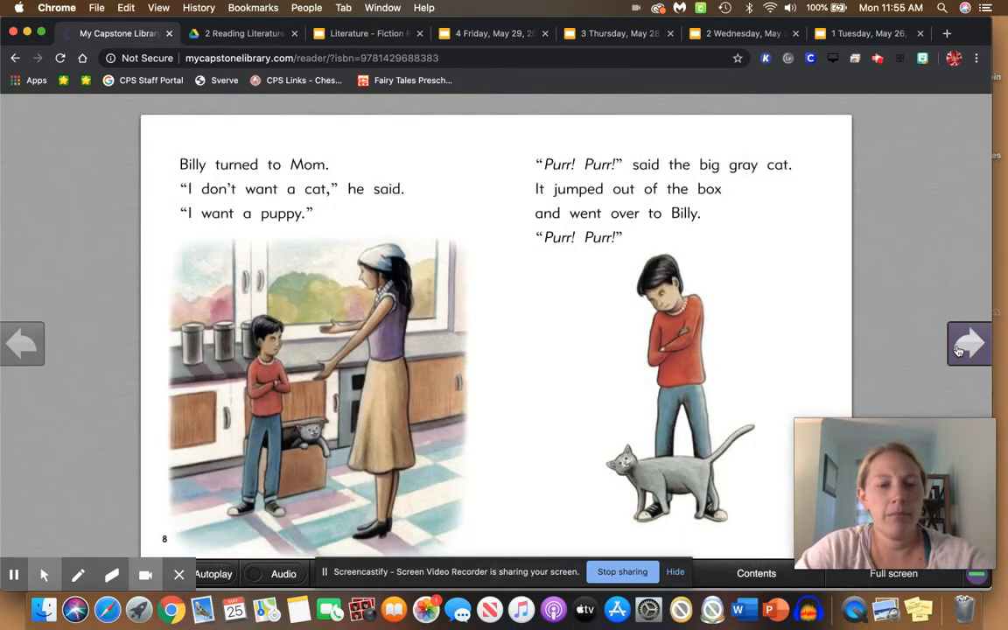Billy turned to Mom. "I don't want a cat," he said. "I want a puppy." "Purr, purr," said the big gray cat. It jumped out of the box and went over to Billy. Purr, purr.